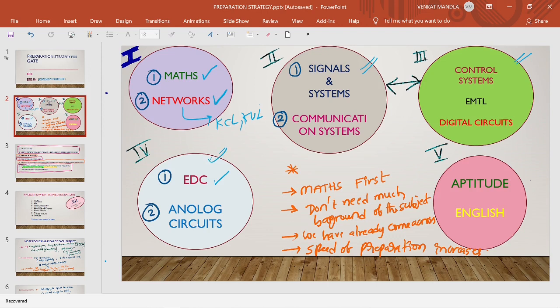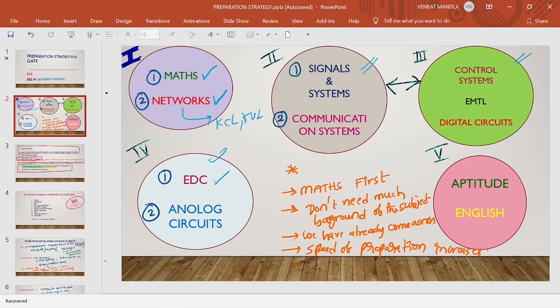I prefer the second block because I'm taking communication and signal processing. I love this subject, so that's why I have put the second block in second position. It is your wish, so you can swap all these blocks, 2, 3, 4, 5.